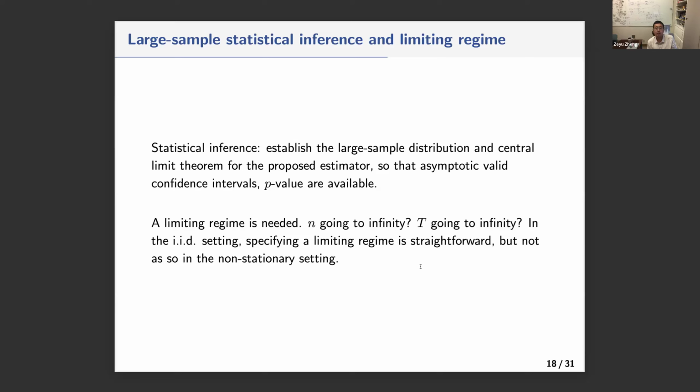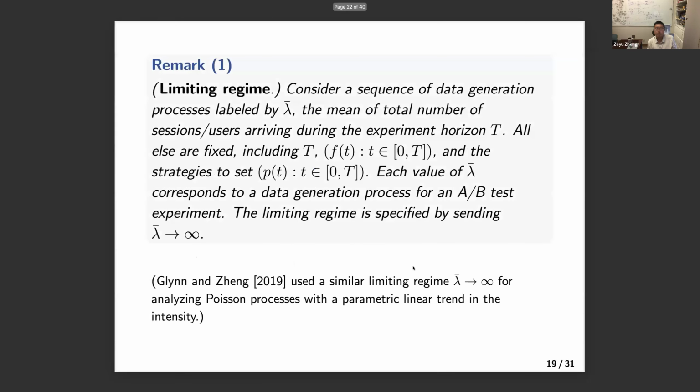Of course, this is not unique. It's not that there is a unique choice of limiting regime, but we need some limiting regime to put the particular data generated in that regime in order to make a valid claim of a central limit theorem. Okay. And what we do briefly here in terms of limiting regime is about thinking about the data generation process, not sending the sample size to infinity, not sending the time horizon to infinity, but sending the aggregated arrival rate, lambda bar, to infinity.